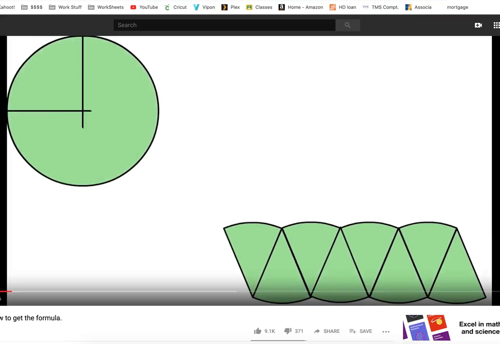Okay, so that's kind of what we had in class, in our notebook, where we had a circle cut into 8 parts, and it looks like a parallelogram, not really like a rectangle, but you kind of get the general idea.